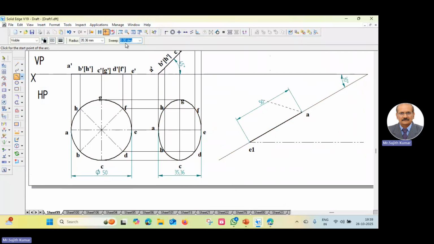Here it asks you the sweep degree. Don't type anything there. Bring the cursor here. This is the first click. Then move down. This is the second click. Then go to trim command. Trim it off. We get the endpoint symbol.